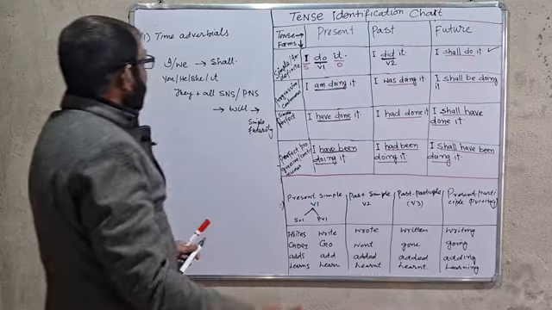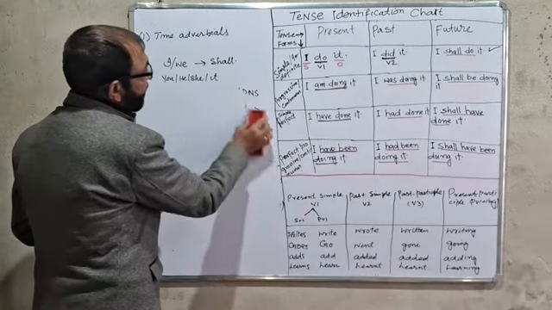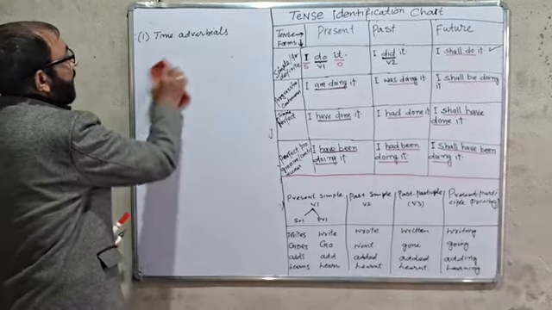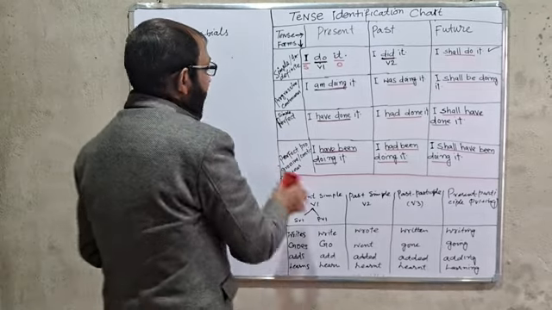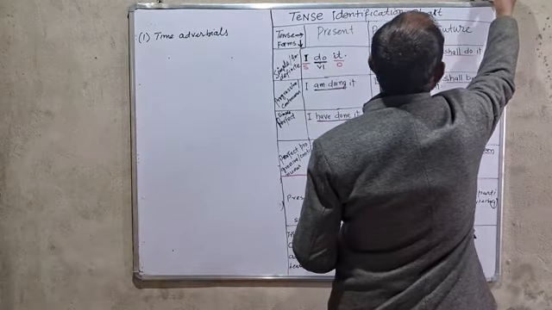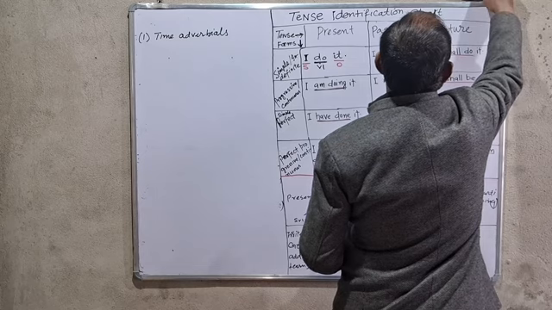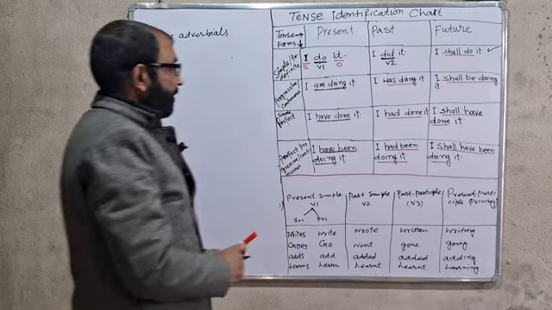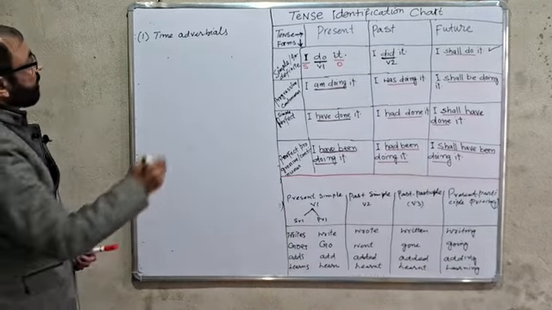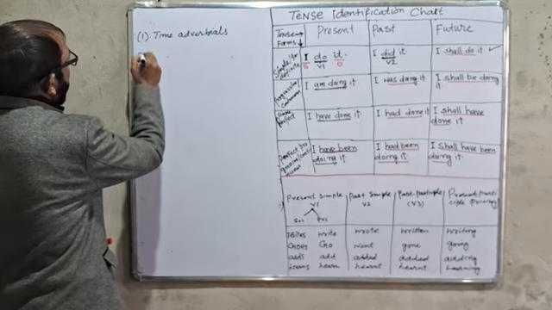Now coming to the second indicator. The first indicator is done: time adverbials that you have to keep in your focus. Number 2.